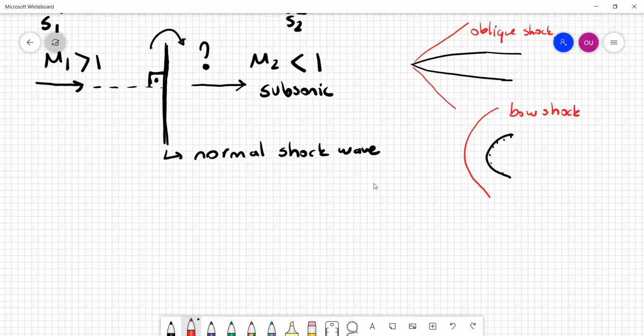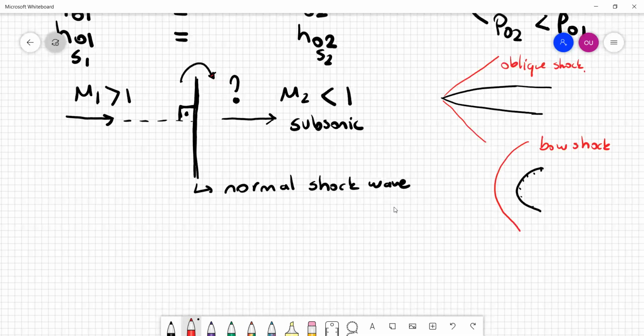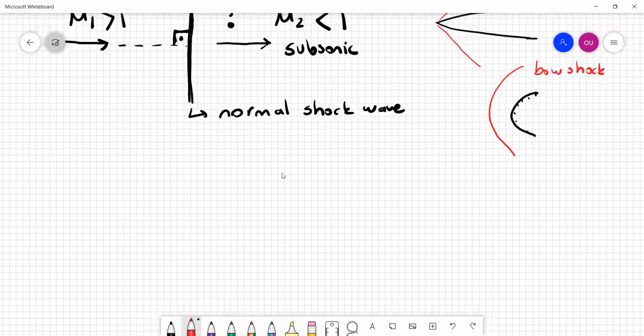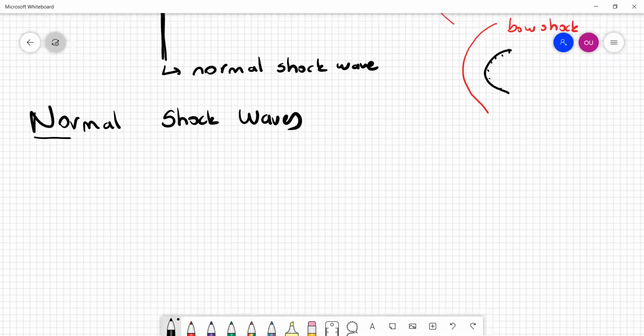A more straightforward discussion is first related to a special case, a normal shock wave, where it's at 90 degrees to the incoming flow. We will first focus on that. In terms of aerospace applications, we will see many different applications and why these are relevant. And of course, we will see equations in terms of how to calculate flow properties after this. So our first subject, let me use the black color, is normal shock waves.